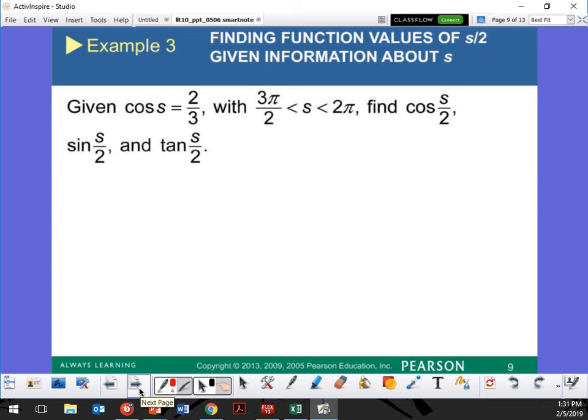Okay. So we have cosine S. And what does this mean right here? Isn't that the restriction? Yes, that means it's where? Okay, so that means it's in quadrant 4. Thank you very much, right? Quadrant 4.